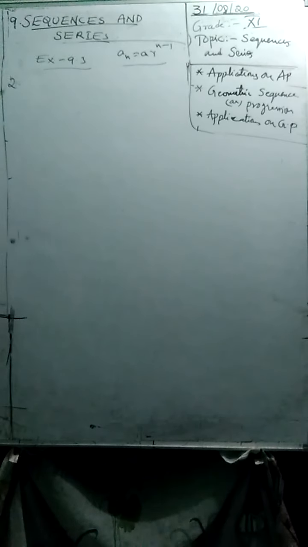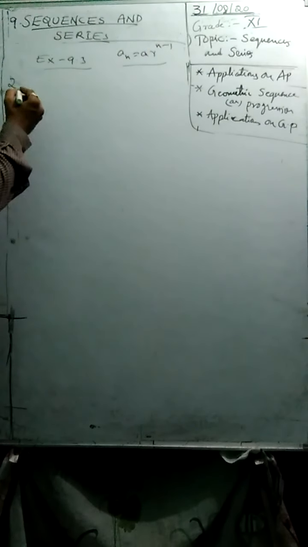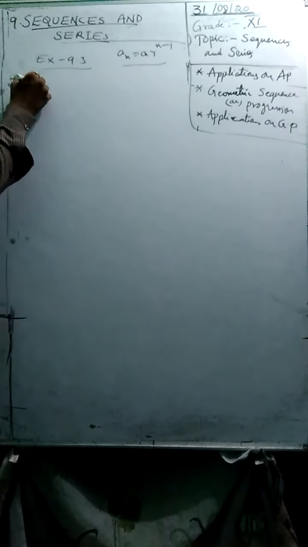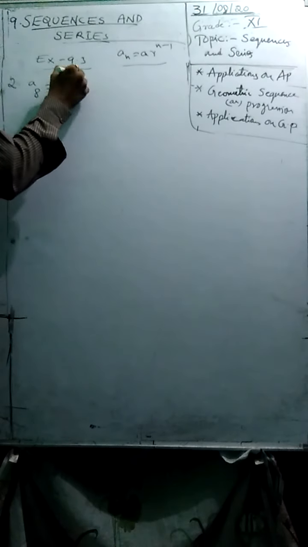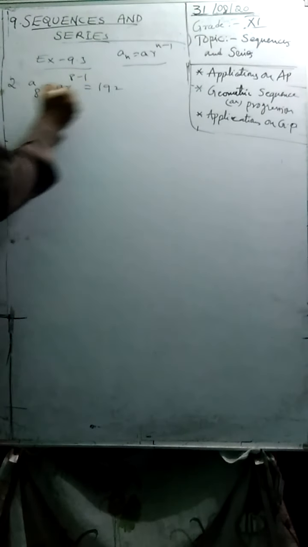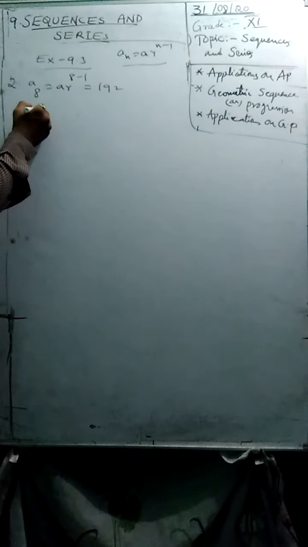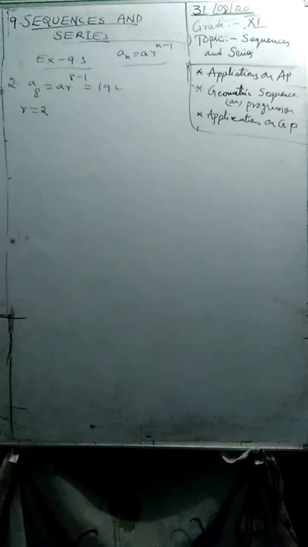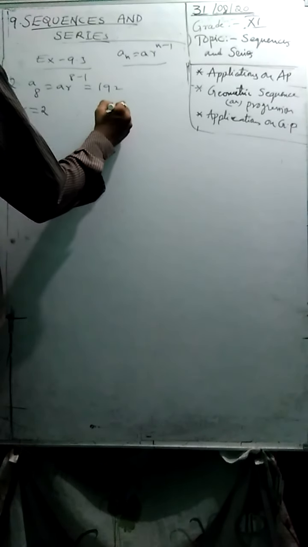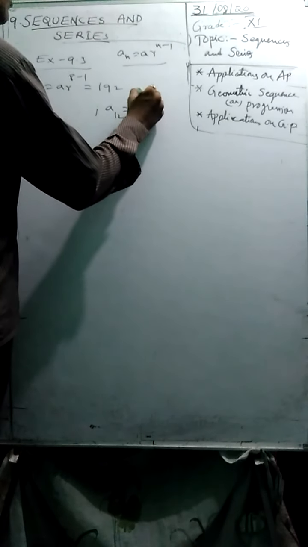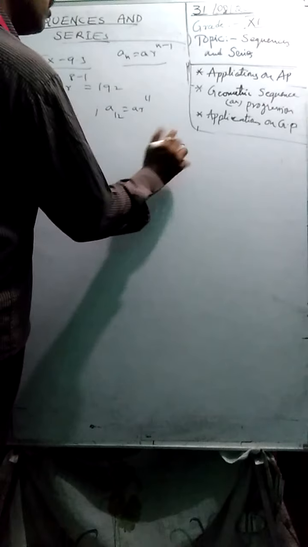Now, find the 12th term of a GP if the 8th term is given as 192 and the common ratio R is 2. Substitute and find the A value, then after that we need to find A12, which is A R power n minus 1. This is the formula we use here, friends.